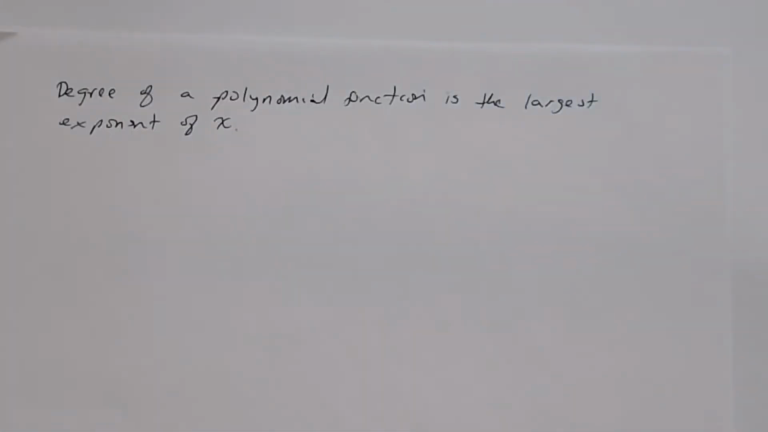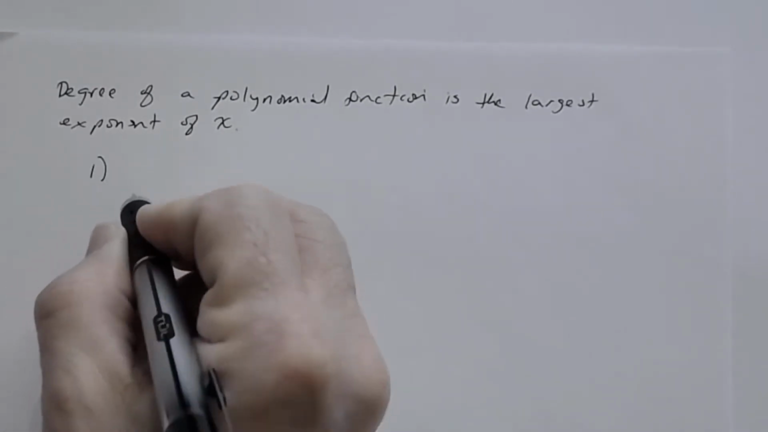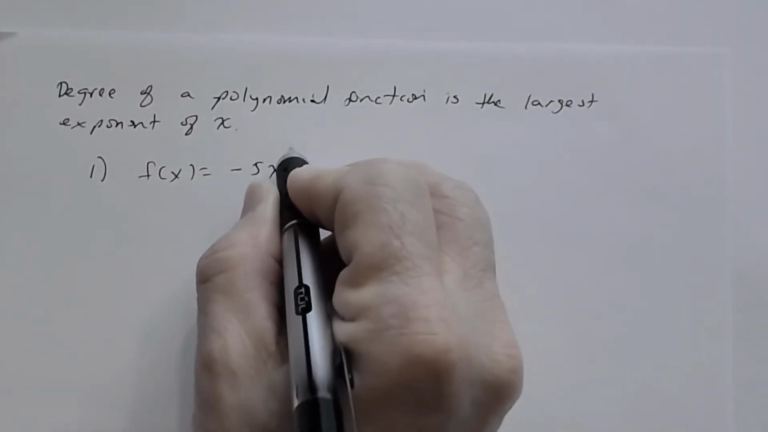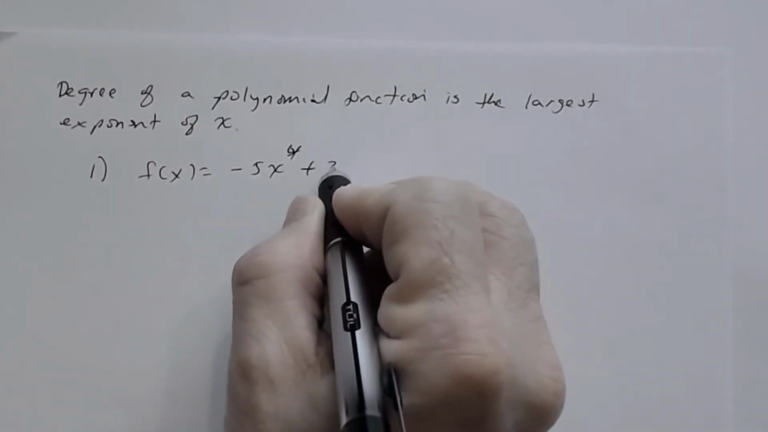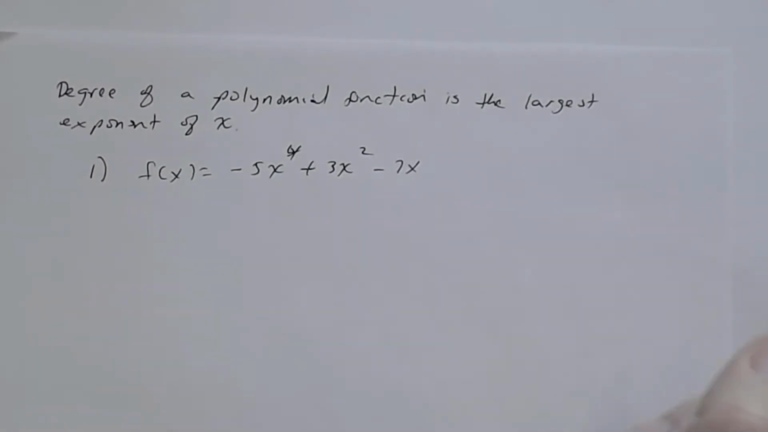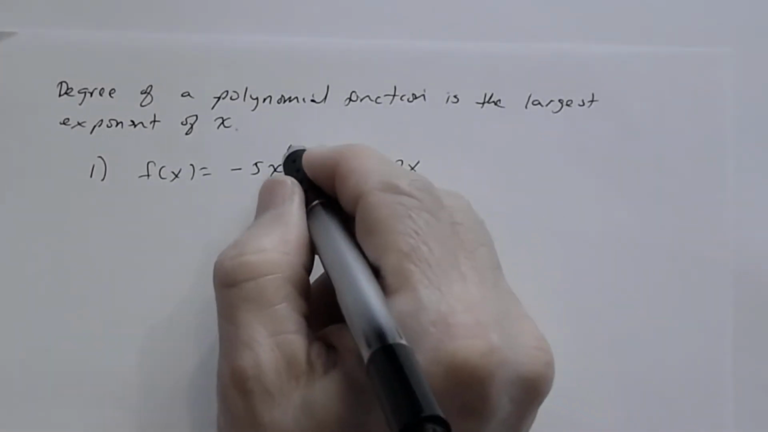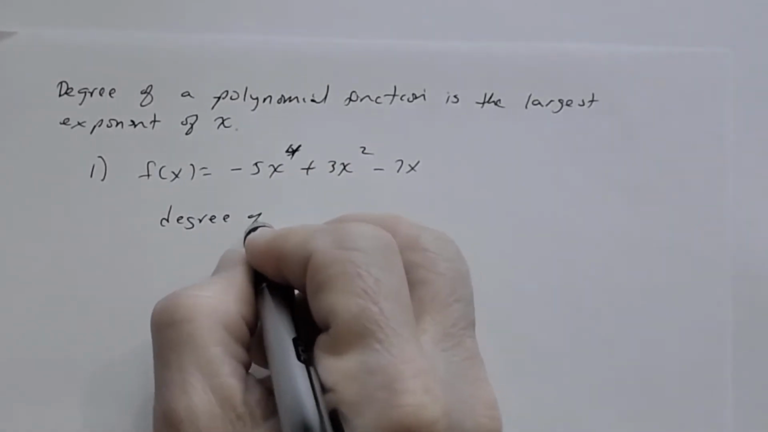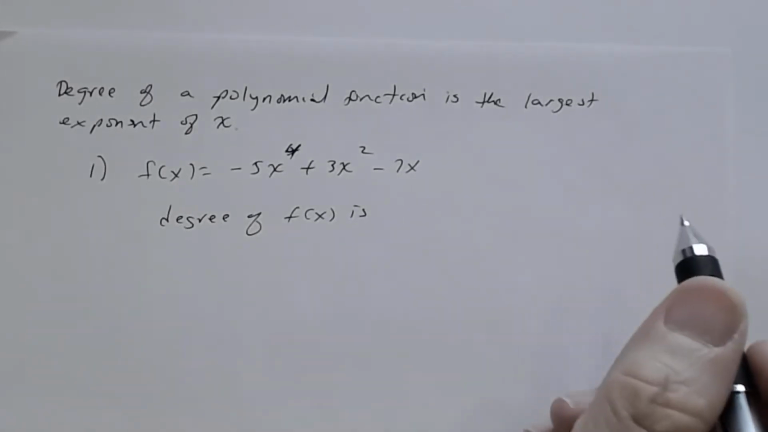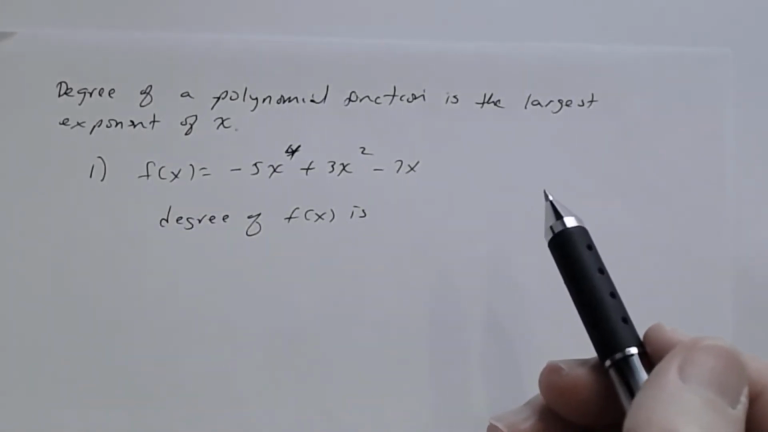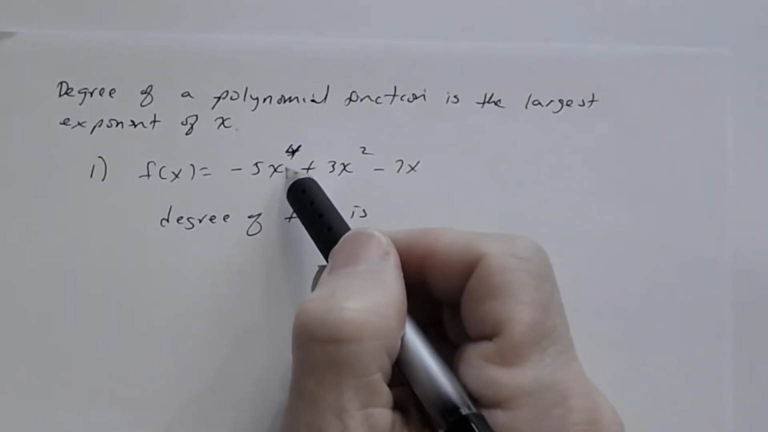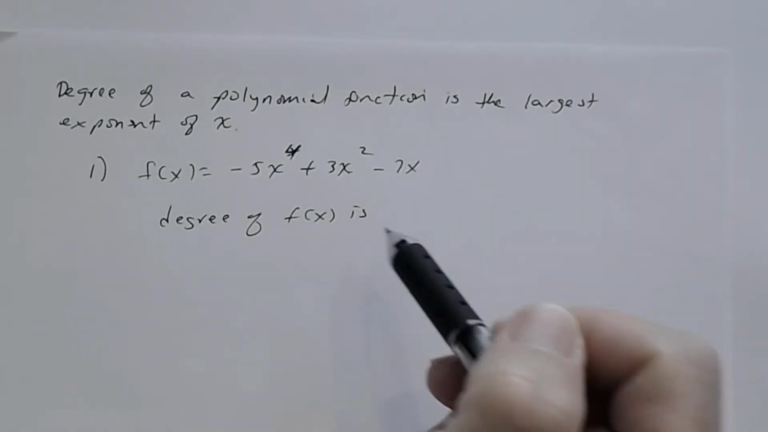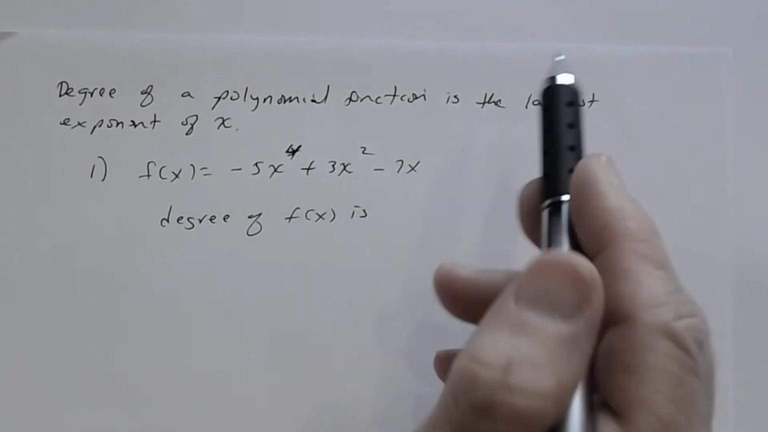Okay, so let's look at this example. We're going to start with a simple example. So let's look at this one. F of x is equal to negative 5x to the 4th plus 3x squared minus 7x. So let's say we had this polynomial function. So remember, the degree of f of x is, and remember the degree is the largest exponent of the variable. So this variable, the exponent is 4. This variable, the exponent is 2. This variable, the exponent is 1. So the degree is 4.